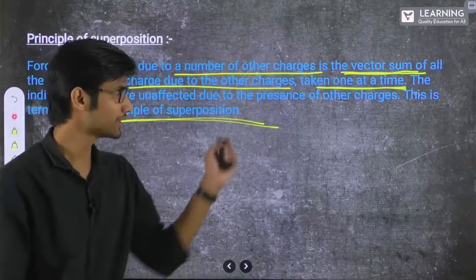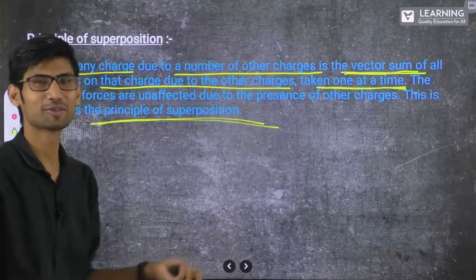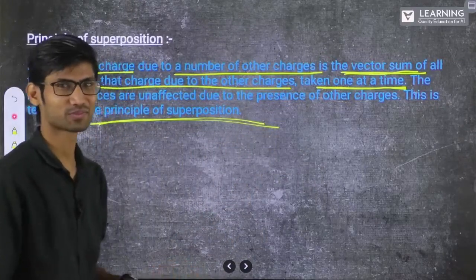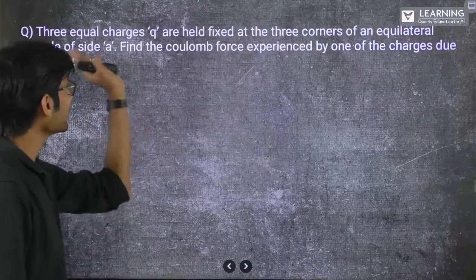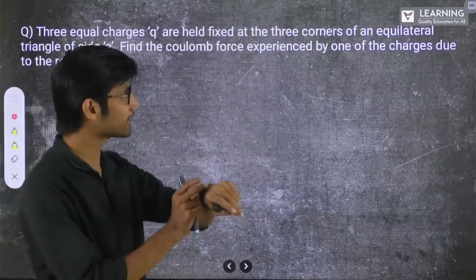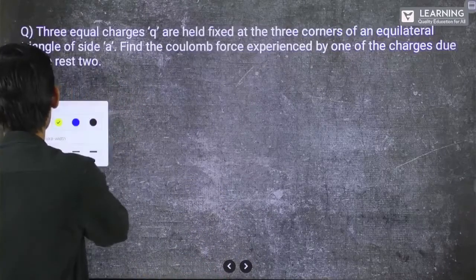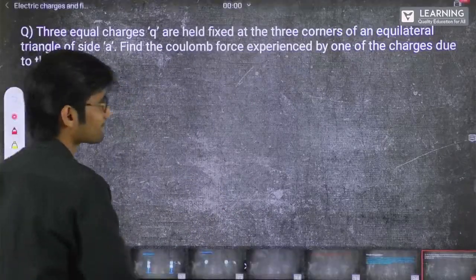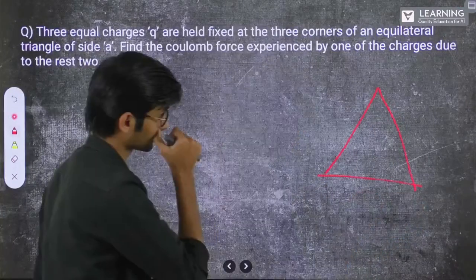Now, on this small concept, let's do some good questions. Three equal charges Q are held fixed at three corners of an equilateral triangle of side A. So, an equilateral triangle is there. Is it looking like an equilateral?